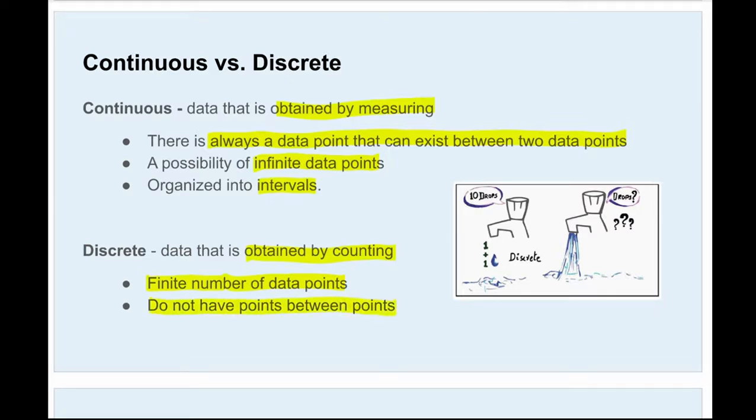An example of this might be the number of siblings an individual has. It's a set number, and I can count it: one sibling, two siblings, three siblings. I'm never going to have to worry about finding an individual that has 2.5 siblings or 2.07 siblings. There's never going to be a value in between those. So that's what we mean by there not being a point that can exist between two of the points you have. If you've measured something, that's continuous. If you're just counting, that's discrete.